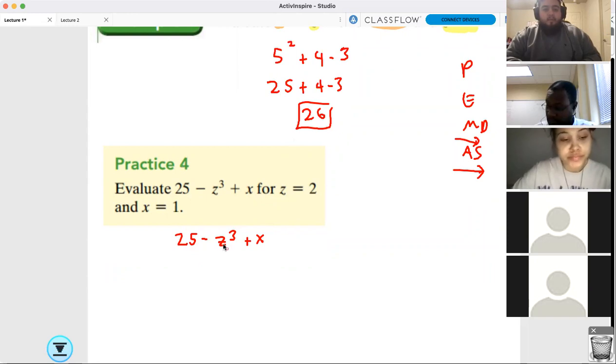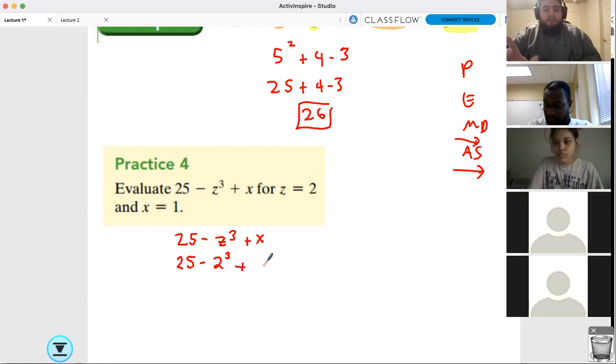The exponent. So what do we plug in for the exponent, Kayla? What goes for Z? We plug in 2. So we have 25 minus 2 cubed. And then what was for X? X is what? Remember, it's a practice problem. So you guys are telling me what to do. Go ahead. 1. So there you go. And then like Kayla said, we do the exponent first, right? Because of exponents. Can someone tell me what 2 cubed is? What is 2 to the power of 3, or third power? 8. So then we get 25 minus 8 plus 1.